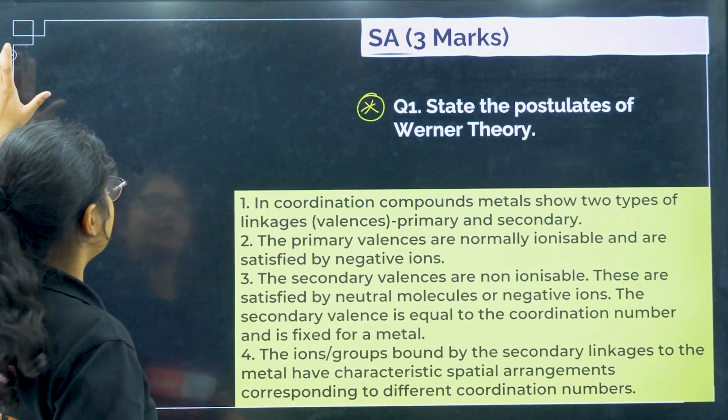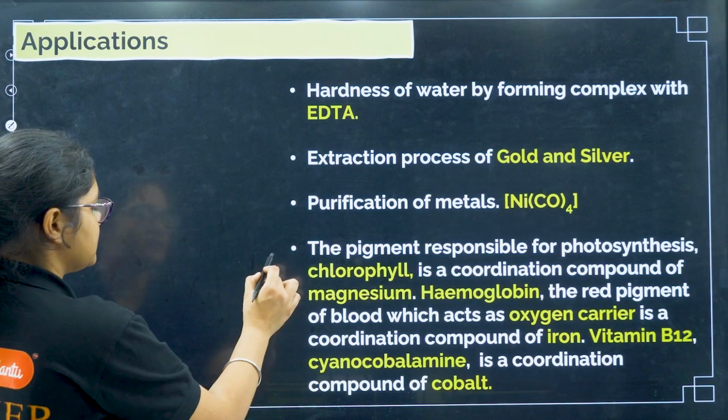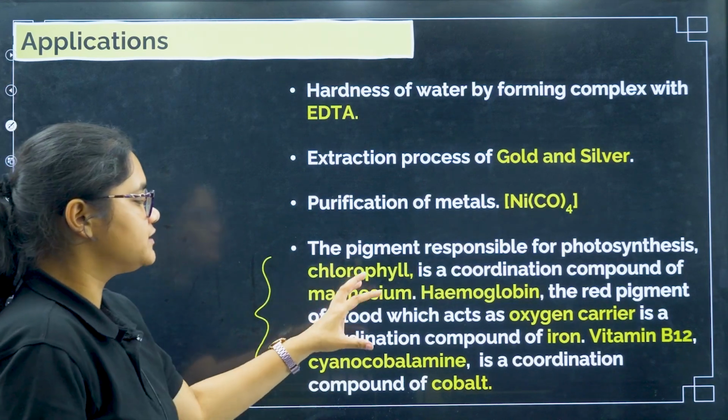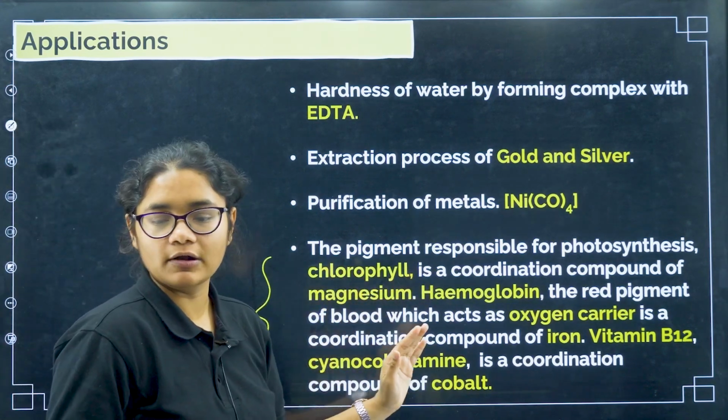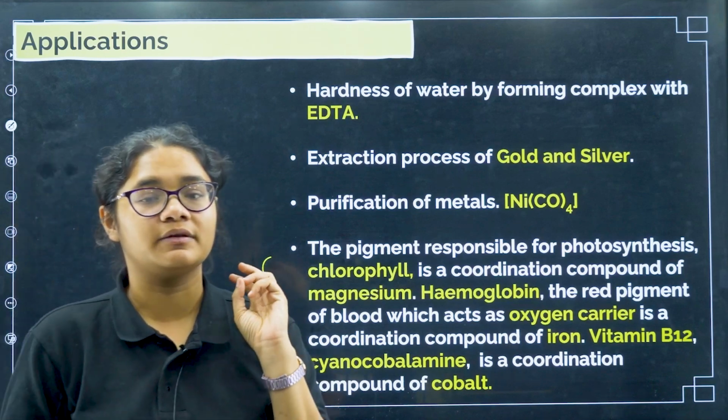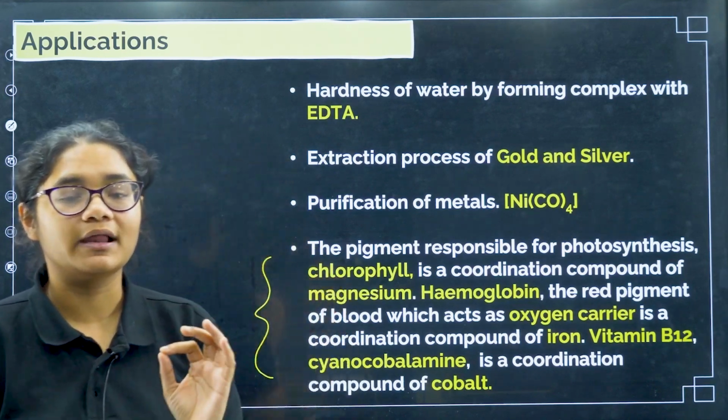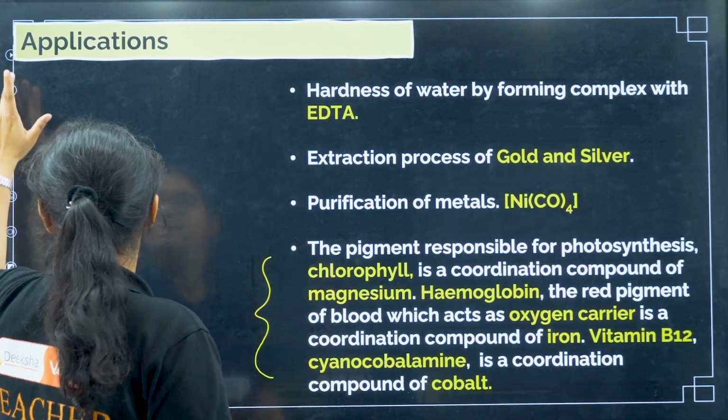Okay. Next we have here applications. Basically this paragraph is very important. Which metal is present where, that you can find out. In chlorophyll we have magnesium, in hemoglobin we have iron, in vitamin B12, that is cobalamin, we have cobalt.